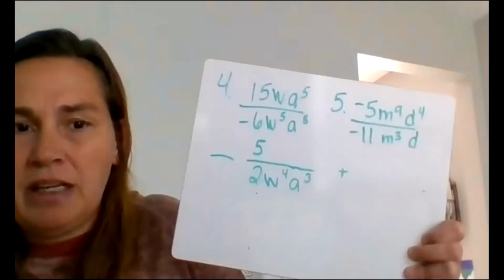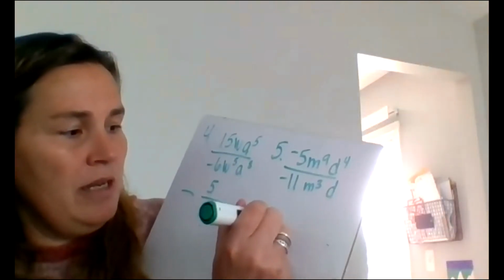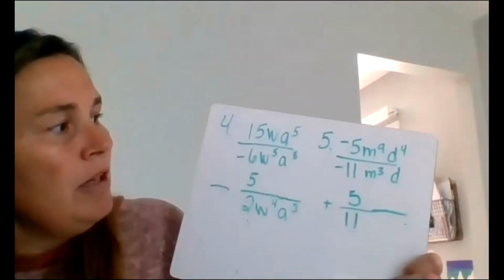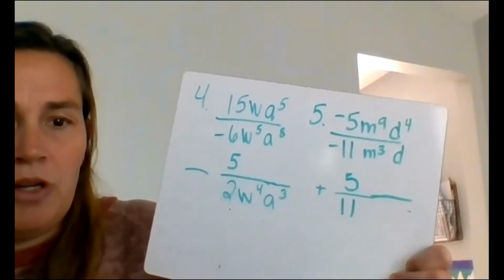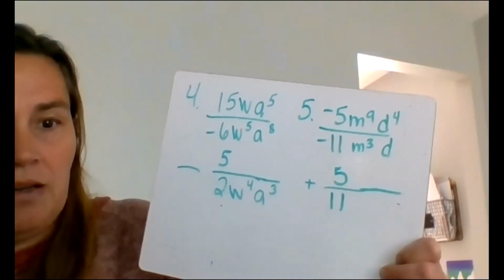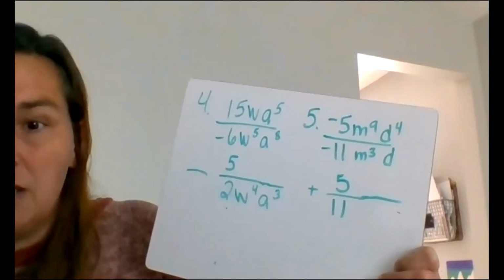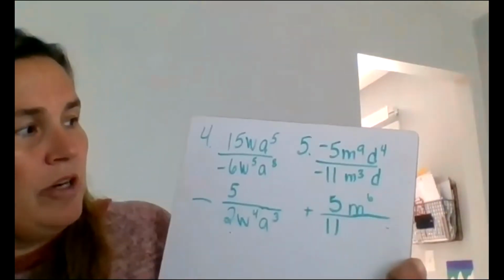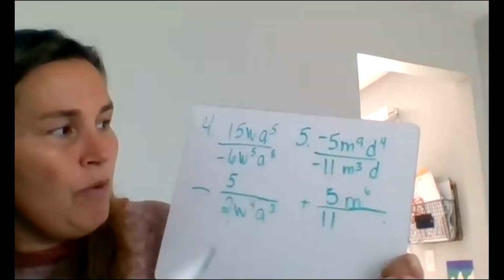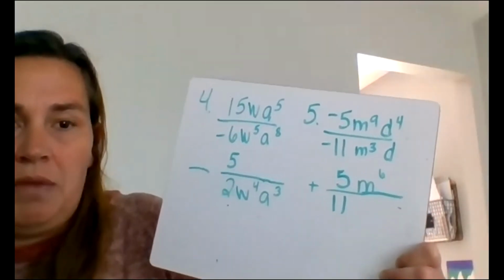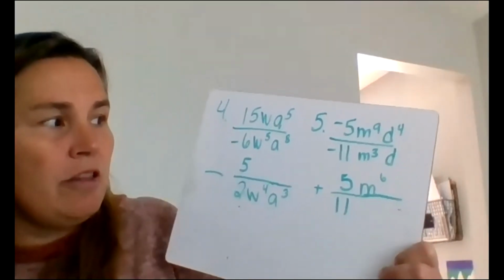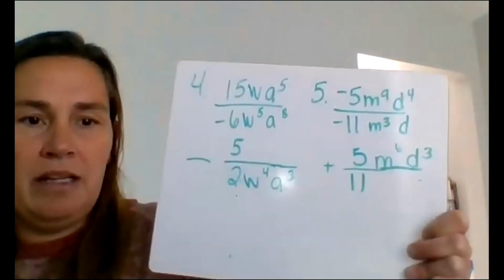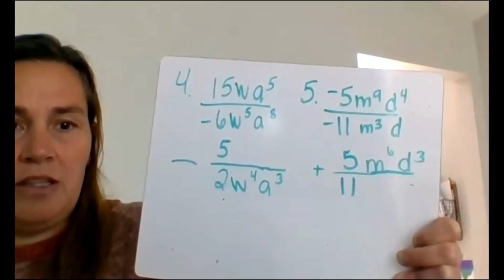I know 5 and 11 cannot be reduced at all. So I'm going to keep 5 in my numerator and 11 in my denominator. I have m to the 9th in the numerator and m to the 3rd in the denominator. Subtract them, I have m to the 6th. More of them are in the numerator, so I need to keep that m to the 6th in the numerator. I have d to the 4th in the numerator and just d in the denominator. Subtract those, I have d to the 3rd, and they need to stay up in the numerator because there are more in the numerator. So d to the 3rd.